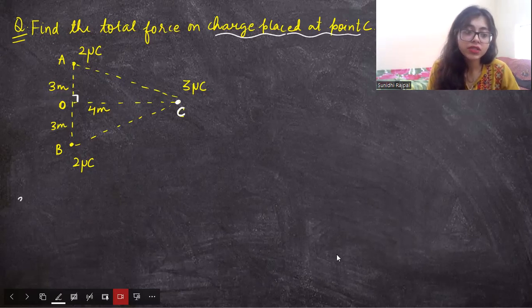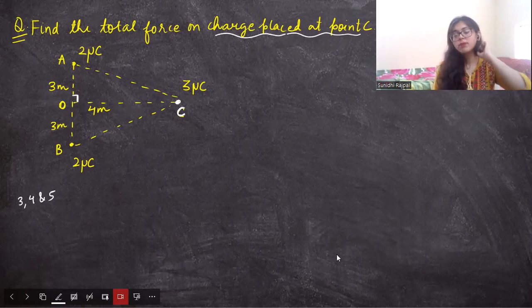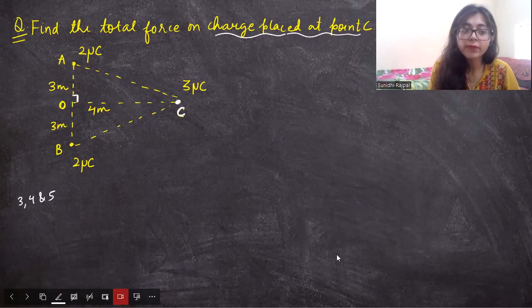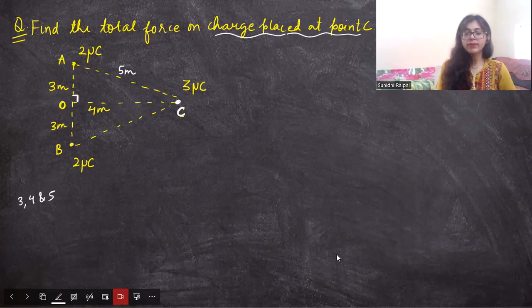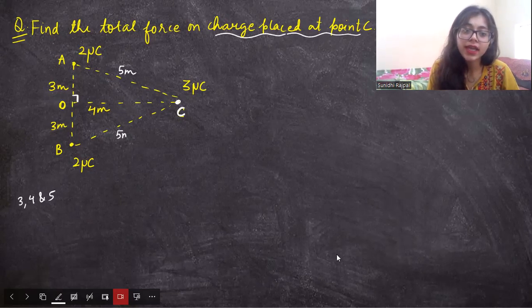So I know 3, 4 and 5 are my triplets, right? What do we call these? Pythagorean triplets. So 3 square plus 4 square is equal to 5 square. So what will be the length of AC? That will be 5 meters. Similarly, the length of BC would also be 5 meters.